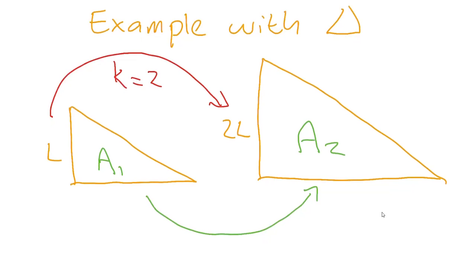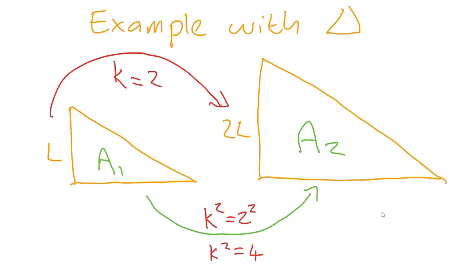And then what factor do we use when we look at the area? Do we use the K factor or do we have to use a different K factor? K squared, correct. So we use K squared, which is equal to 2 squared, which means that K squared is equal to 4.